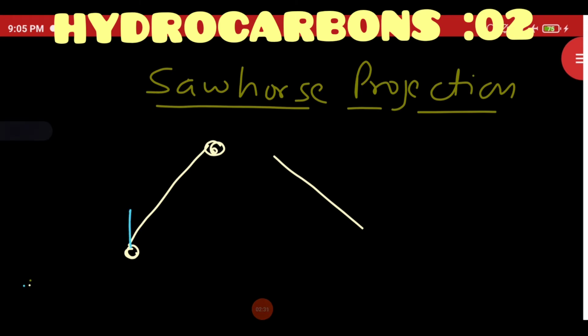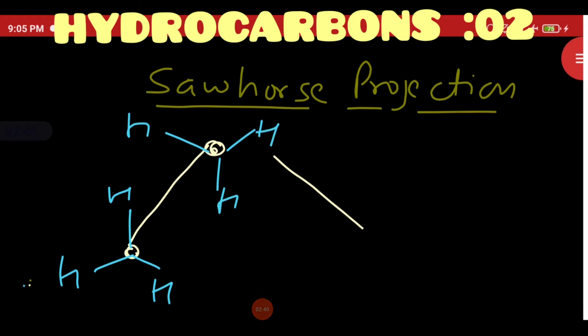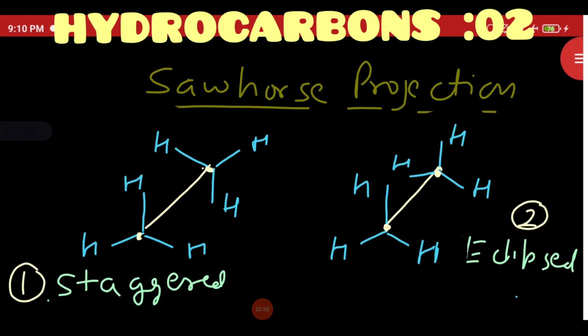Each carbon has three lines attached to it, like this, or like this, and like this. These three lines represent the hydrogen atoms. These lines are inclined at an angle of 120 degrees with respect to each other. The staggered and eclipsed projections: Sawhorse projections of staggered and eclipsed conformations of ethane are as depicted here.